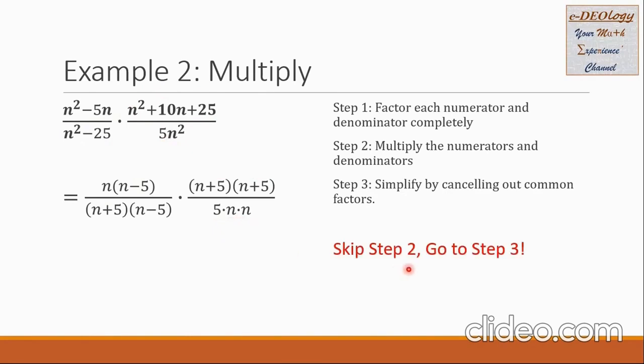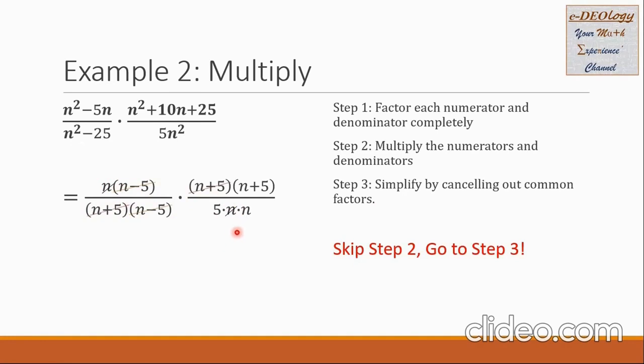Actually, we can skip the step 2. We can go directly to step 3 by cancelling out common factors. This n here, we can cancel with one n here. And the n minus 5, there is also n minus 5 in the denominator, while the n plus 5 here can be cancelled with the n plus 5 in the denominator here. So you see, the respective factors are now cancelled.